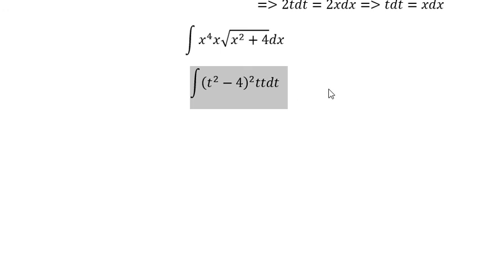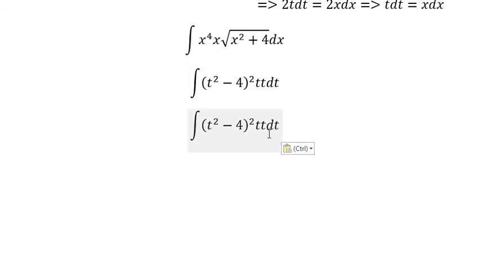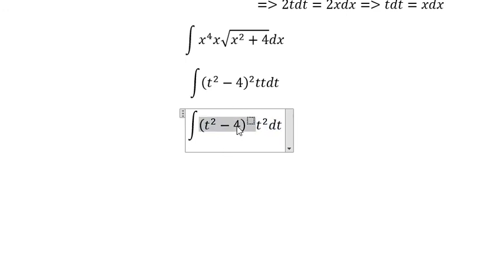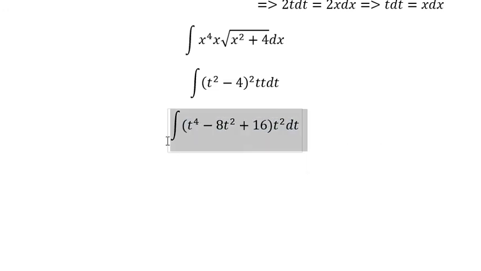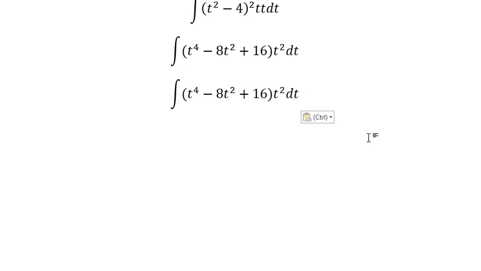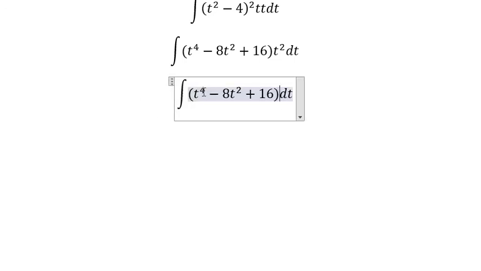Now we can answer right now. T multiplied by t is t squared. And this one we can expand, and we get t to the power of 4 minus 8t squared plus 16. T squared multiplied with t to the power of 4, t to the power of 2 and 16, you will get the new one, that is t to the power of 6, t to the power of 4 and t to the power of 2.